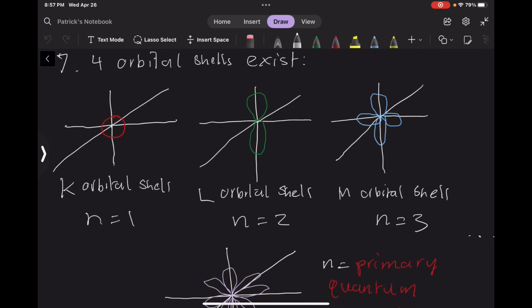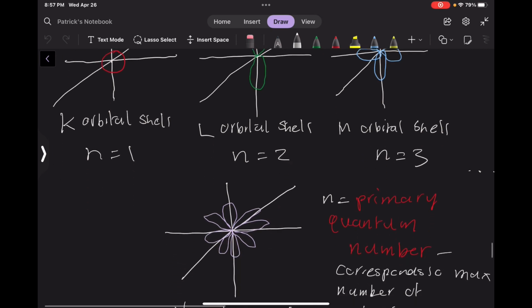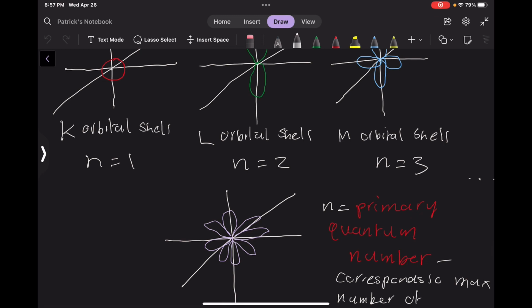Most atoms encountered in a general chemistry course will have 4 orbital shells. They are called the K shell, the L shell, the M shell, and the N shell. It might be noticed that there are these numbers here that are set to equal the variable n. The variable n represents a parameter called the primary quantum number. The primary quantum number has 2 functions.